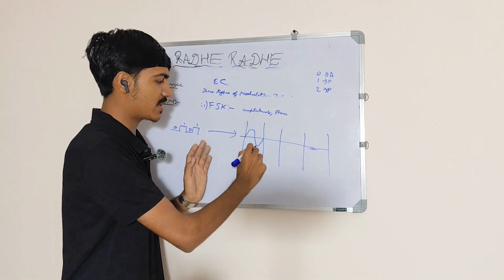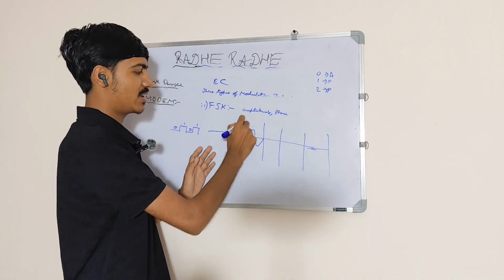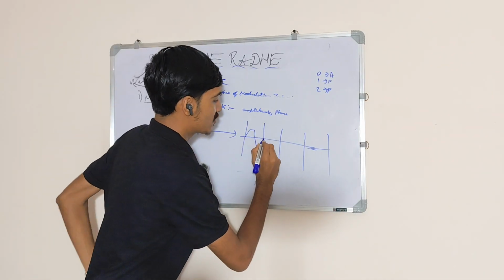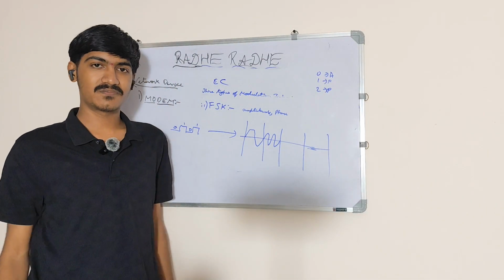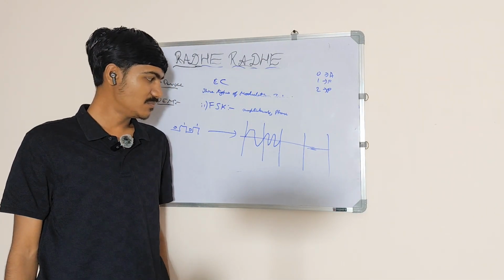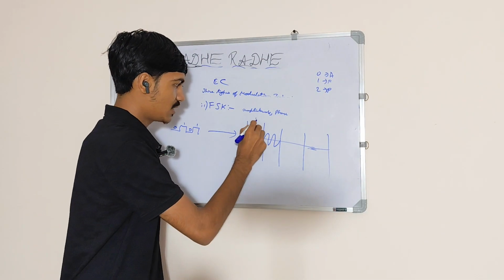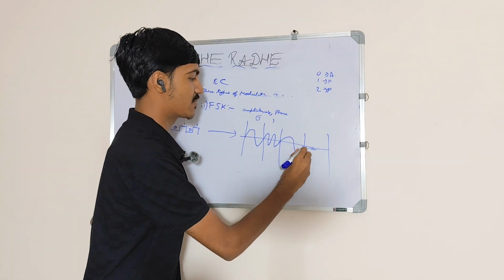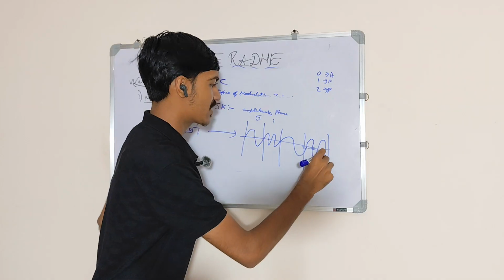Number of cycles: it is 1 cycle, it is 2 cycles, it is 1 cycle. If it is 1, I will use 2 as the frequency. Understood? This is 0. This is 1. And if it is again 0, 1 as the frequency. And again 1, 2 as the frequency.